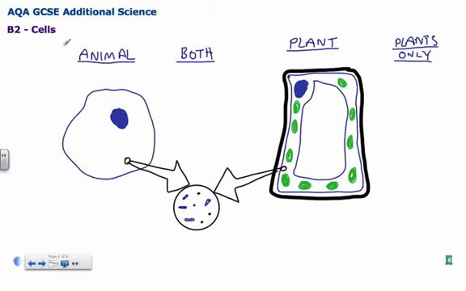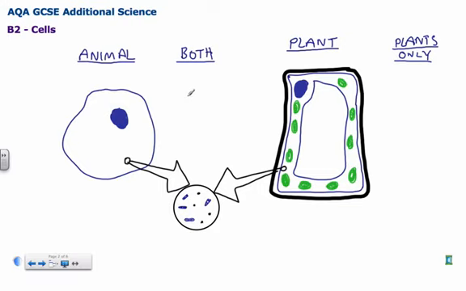Cells. This particular topic is specific to a module called B2 for the AQA GCSE Additional Science course. I'm going to spend about the next 14 or 15 minutes going through the key points that you need to know for the topic of cells. Remember, while I'm going through this quite quickly, you can pause, rewind, or replay the video at any time, just to make sure you understand the different aspects of what you need to know about.